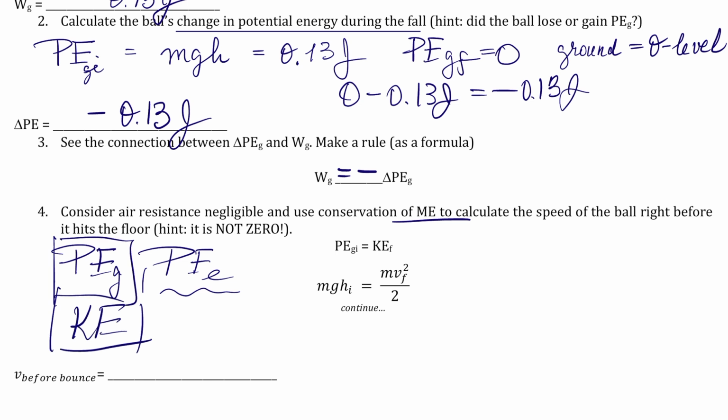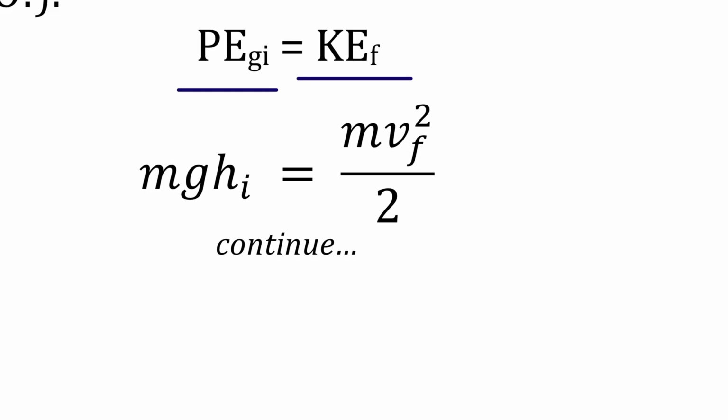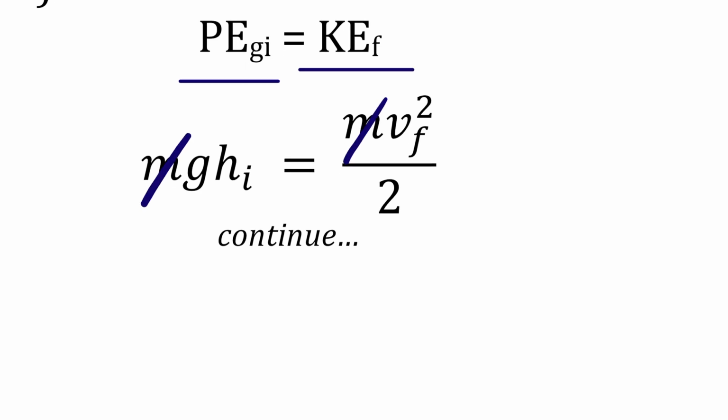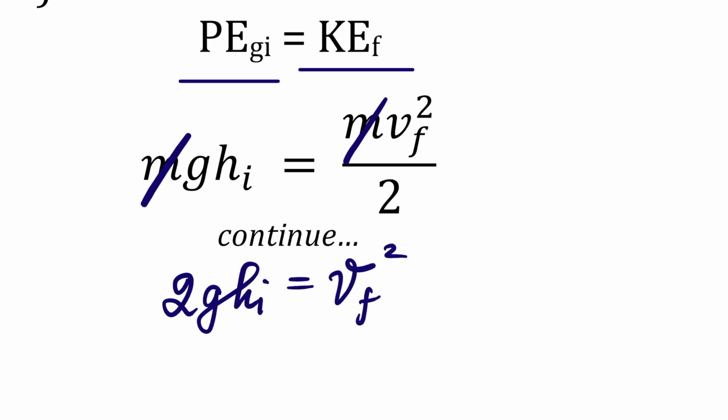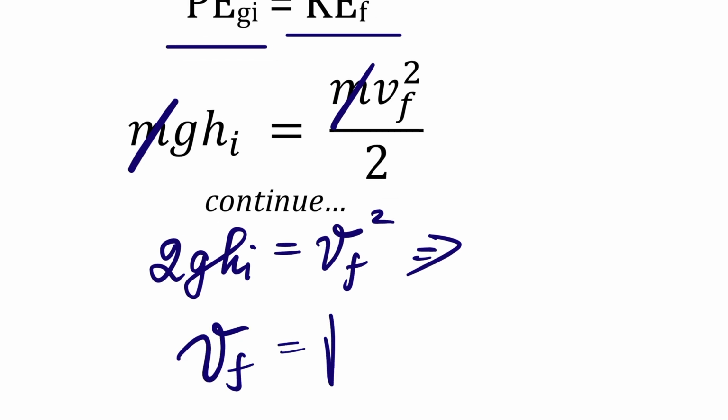So these two guys you know already. In the beginning, the ball had potential gravitational energy. It wasn't moving, so it didn't have kinetic energy. At the end, it's on the ground, so it no longer has gravitational energy because I assigned 0 level to the ground, but it is moving. Right before it hits the floor, it has a certain velocity. So to figure out velocity, we cancel the mass, then multiply by 2, and we get 2gh initial equals v final squared, from where v final is going to be the root of 2gh initial.